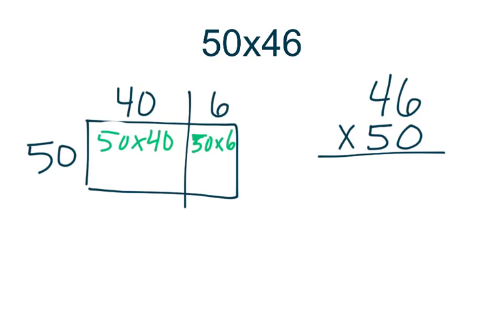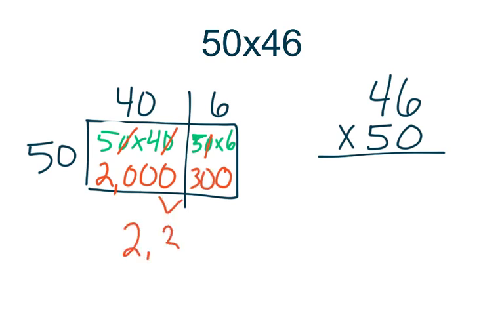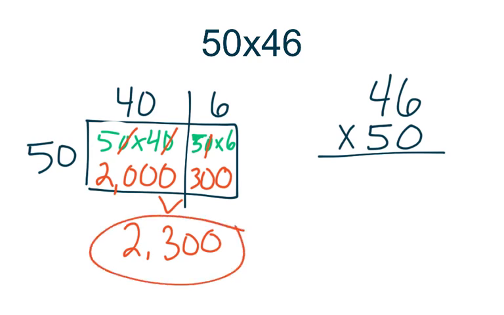So we have area model over here on the left. I'm going to cross out these two zeros, place them down in my product. 4 times 5 is 20, so I get 2,000. Over here for my next partial product, I'm going to cross that 0 out, put it down. And 5 times 6 is 30. When I add these two partial products, I'm going to get 2,300 as my final product.